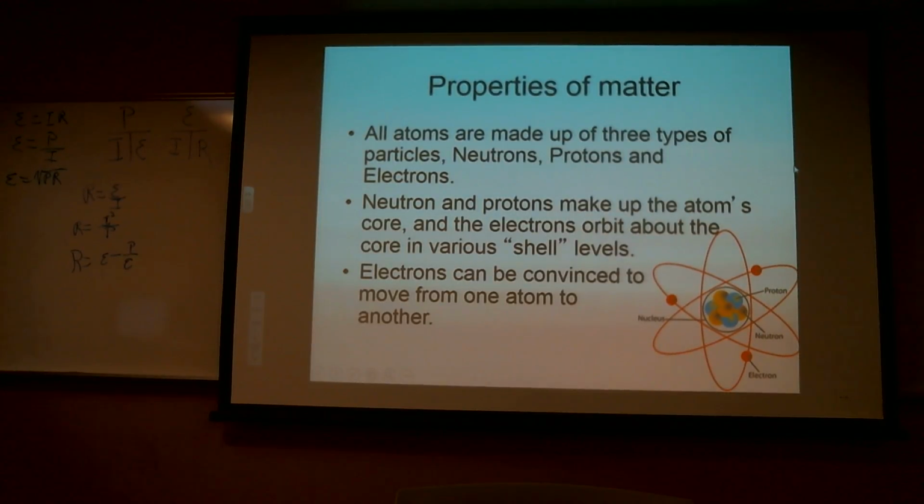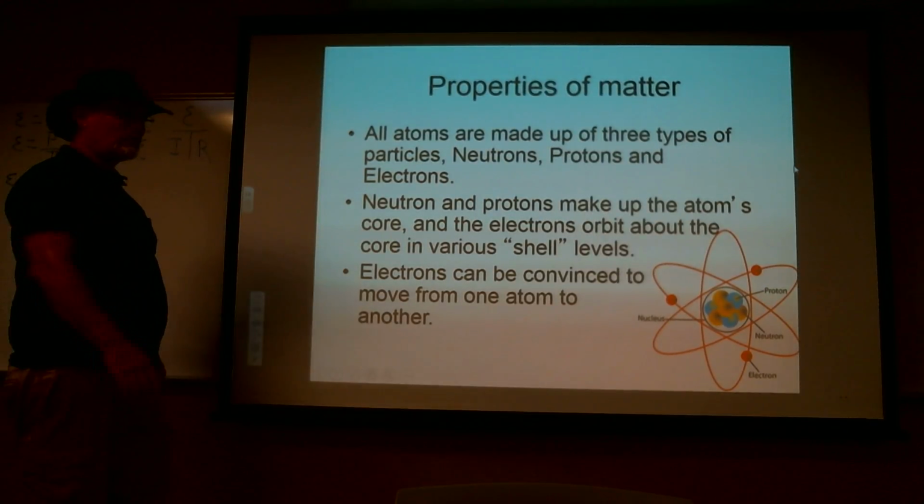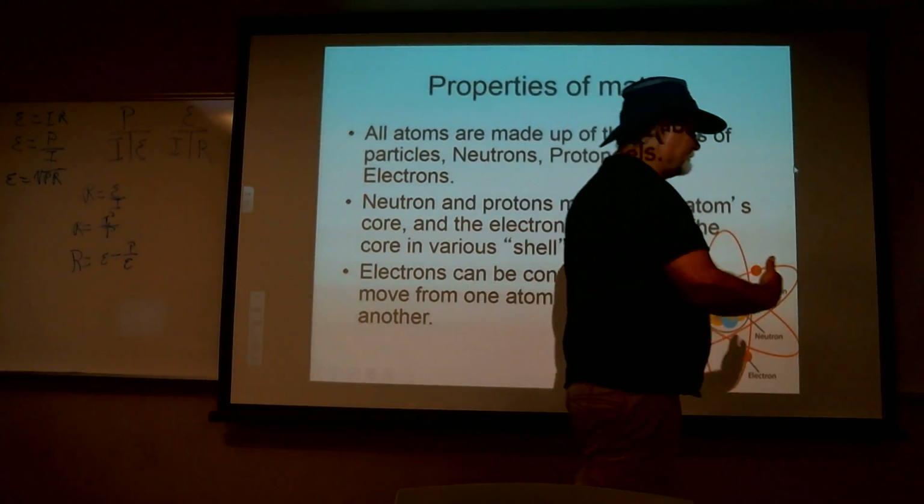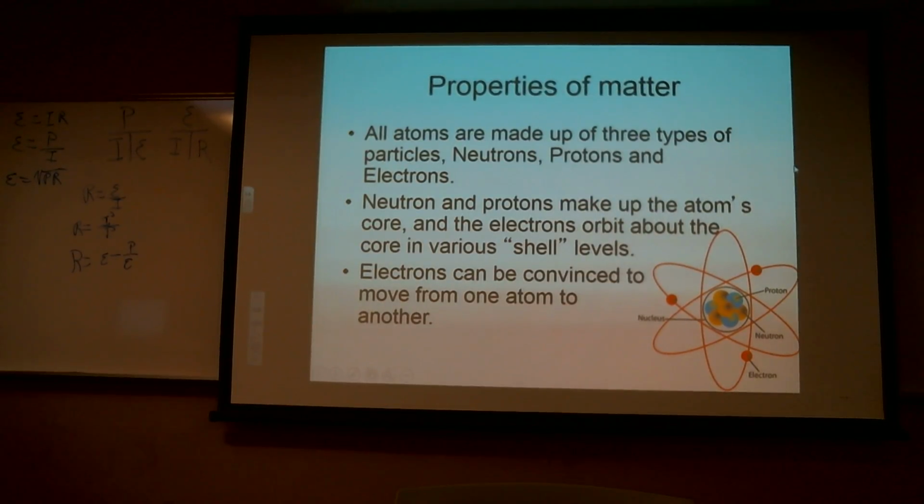Okay, so we've got three particles we get to play with: neutrons, protons, and electrons. Neutrons and protons are essentially the same size. They're about 1,830 times bigger than the electron in terms of mass. Way, way bigger. As a result, they have a tendency to collect into the core and sit in the core, and they don't like leaving each other. They're pretty much going to hang out.